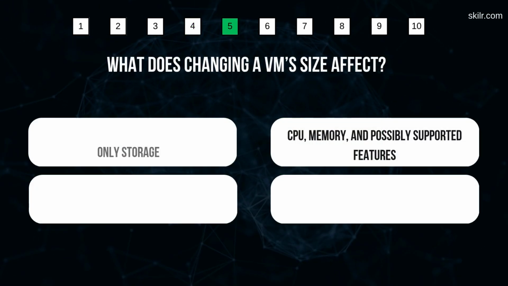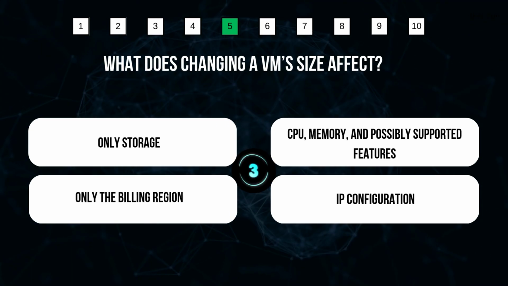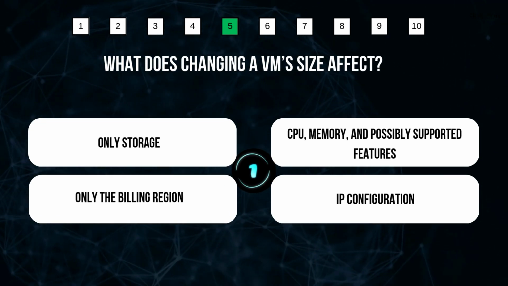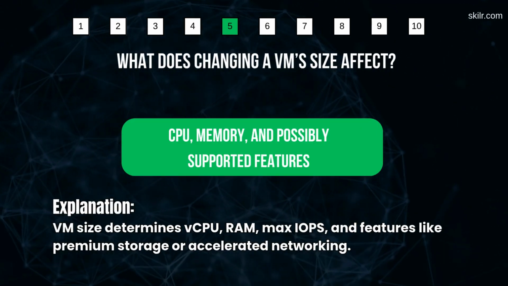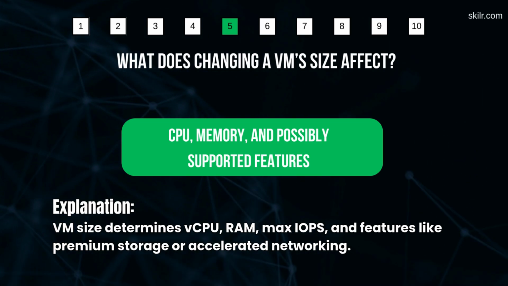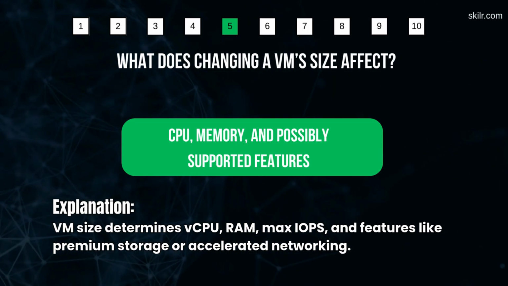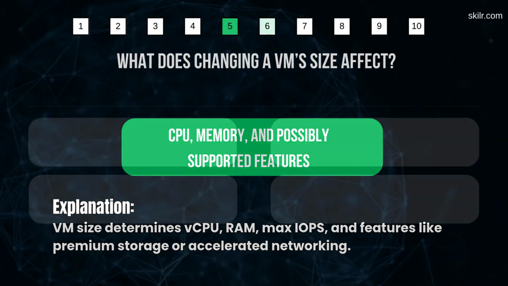Question 5. What does changing a VM's size affect? The correct answer is CPU, memory, and possibly supported features. As VM size determines vCPU, RAM, max IOPS, and features like premium storage or accelerated networking.